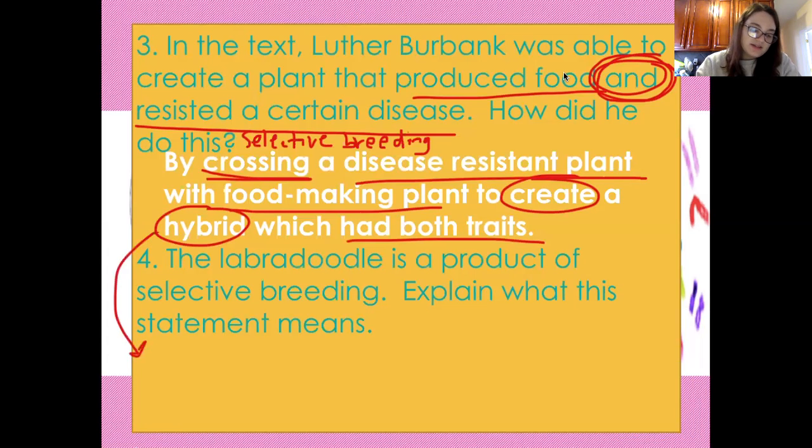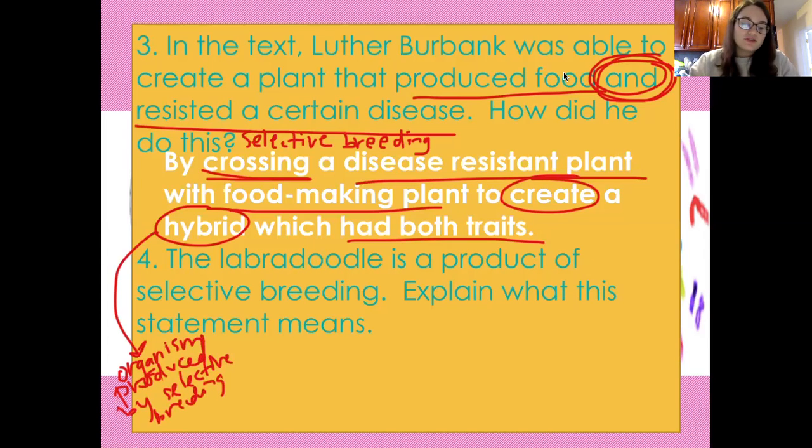Now, hybrid, I think it said in the passage, is talking about an organism that has traits, how can I say this? Organism produced by selective breeding. So it's a hybrid, meaning that it has both of these traits. It has both the food making trait and the disease resistant trait. So when you combine those two together, we come up with a hybrid or a mix of something. So I guess next to hybrid, I'll write mix.